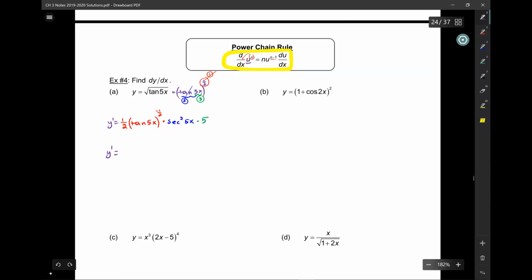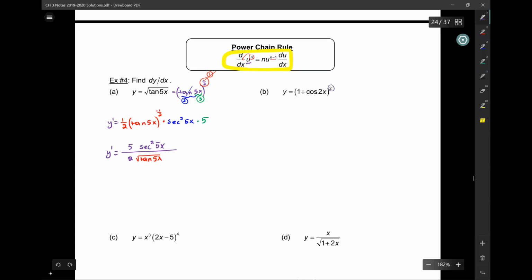So now look, I have a 5 and a 2. So I'm going to have a fraction again. So I have a 5 on top, 2 on the bottom. Secant squared 5x on top. And then the red tangent to the negative half, that's a denominator, and it's a square root. So it's over root tangent 5x. Okay? So it's 5 over 2, secant squared 5x over root tangent 5x. It's like this.